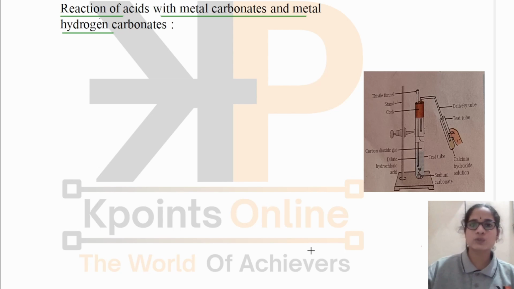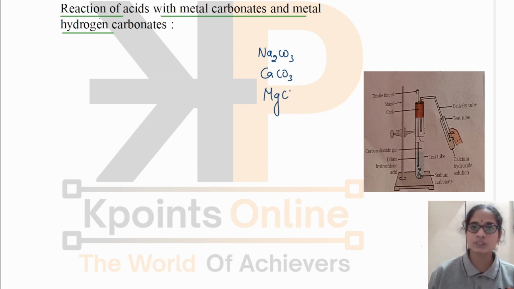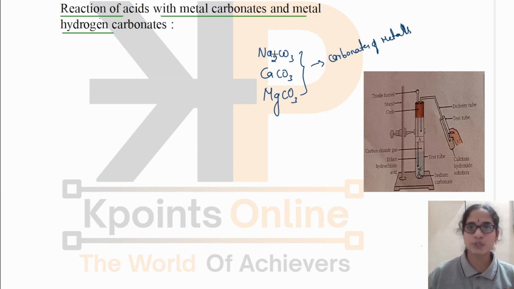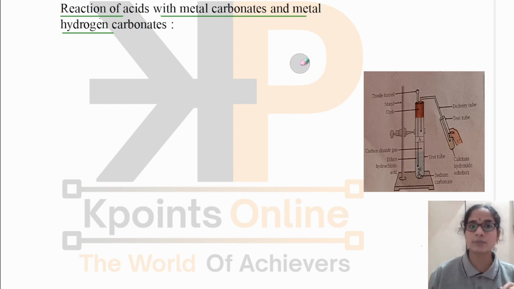Okay. Now we are going to study the reaction of acids with metal carbonates and metal hydrogen carbonates. What are metal carbonates? Carbonates of metals like sodium carbonate, calcium carbonate, magnesium carbonate. Carbonate of sodium metal, carbonate of calcium metal, carbonate of magnesium metal. These are called carbonates of metals.